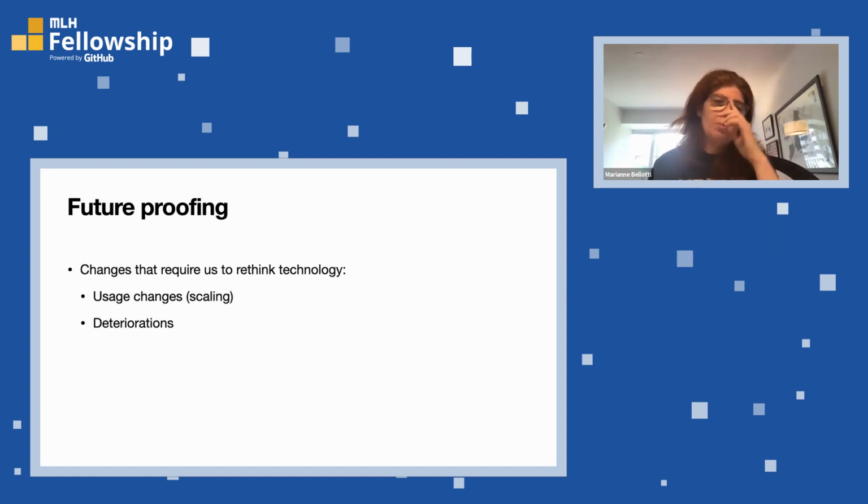Okay, so there are two types of issues that require us to rethink technology when we're maintaining. The first are usage changes, things that you're probably familiar with, scaling changes. And then the second are what I call deterioration. So we're going to go through exactly what these two things are.